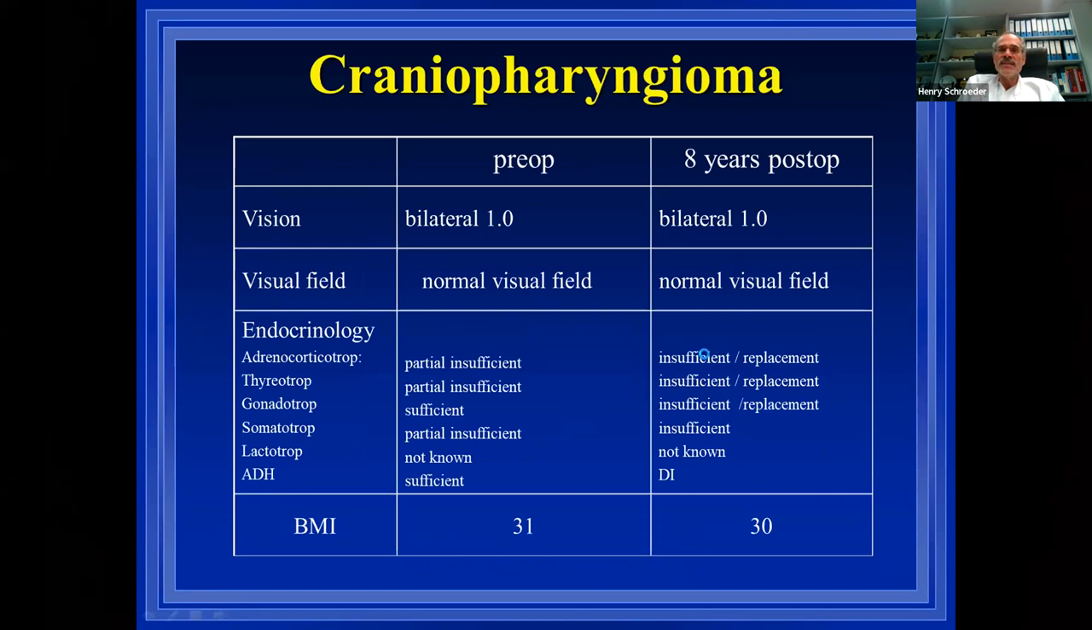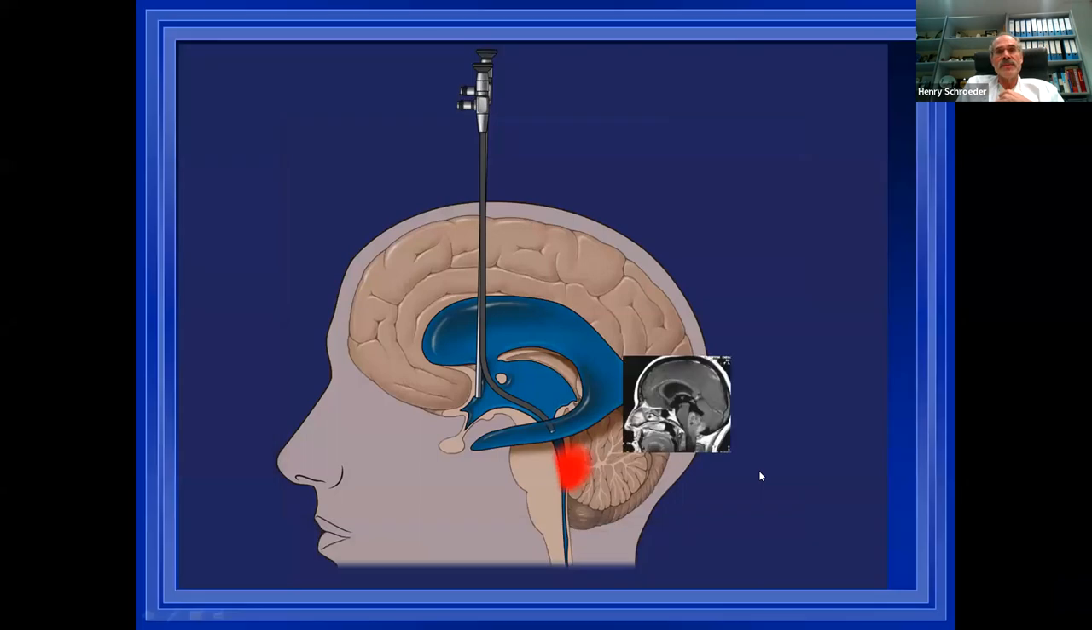And he's doing fine. He's completely panhypopituitary, although I preserved the stalk. But you have seen it was an intra-infundibular tumor, and the stalk was just this very thin layer of tissue around. But he did not get obesity. He was not obese. And with testosterone substitution, his girlfriend was again happy with him.